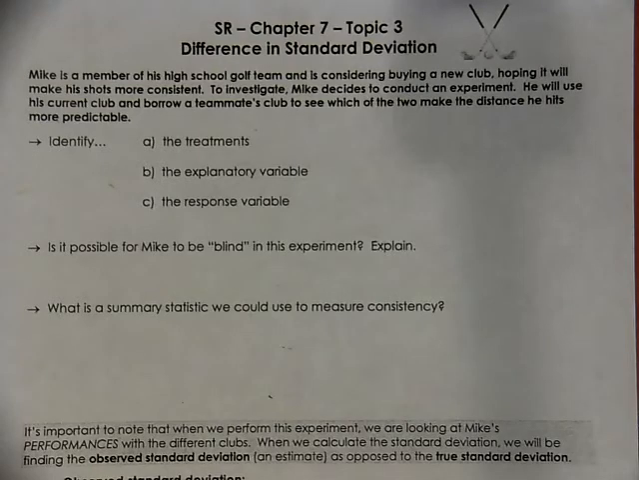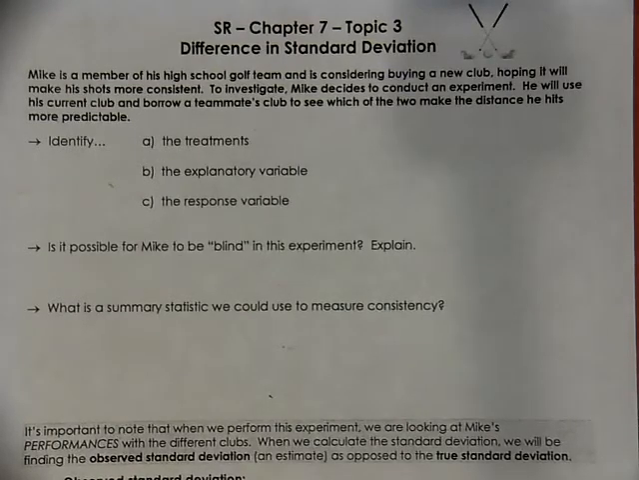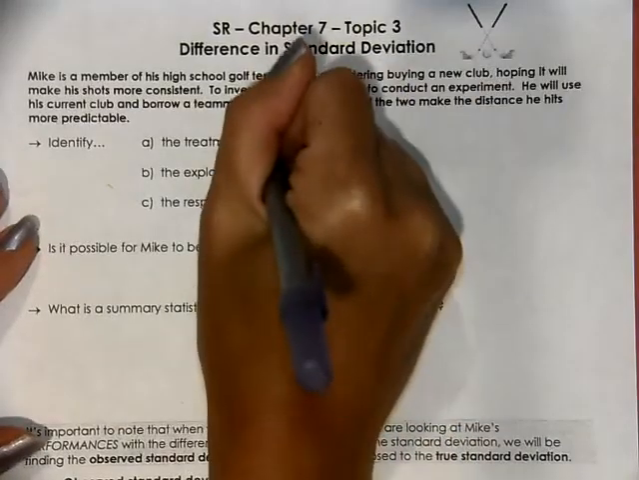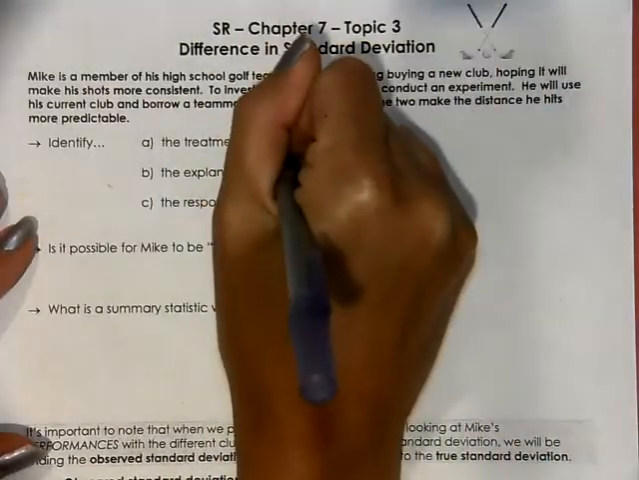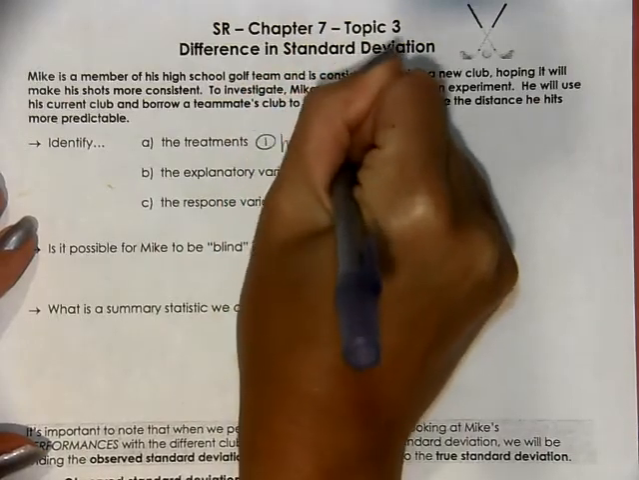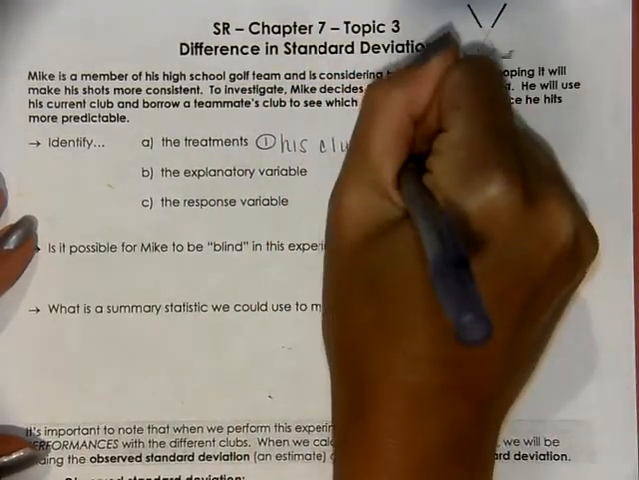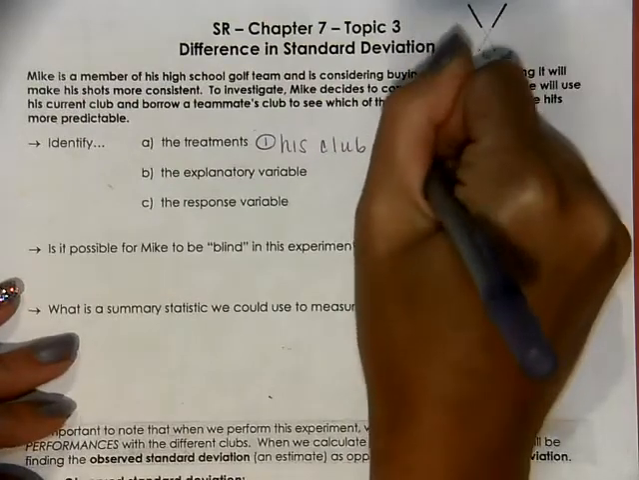So first, let's identify the treatments. This is kind of like a recap or review from chapter 2. The treatments. What would be the treatments in this scenario? There's two of them. One is going to be his club, and the other treatment is going to be his teammate's club.